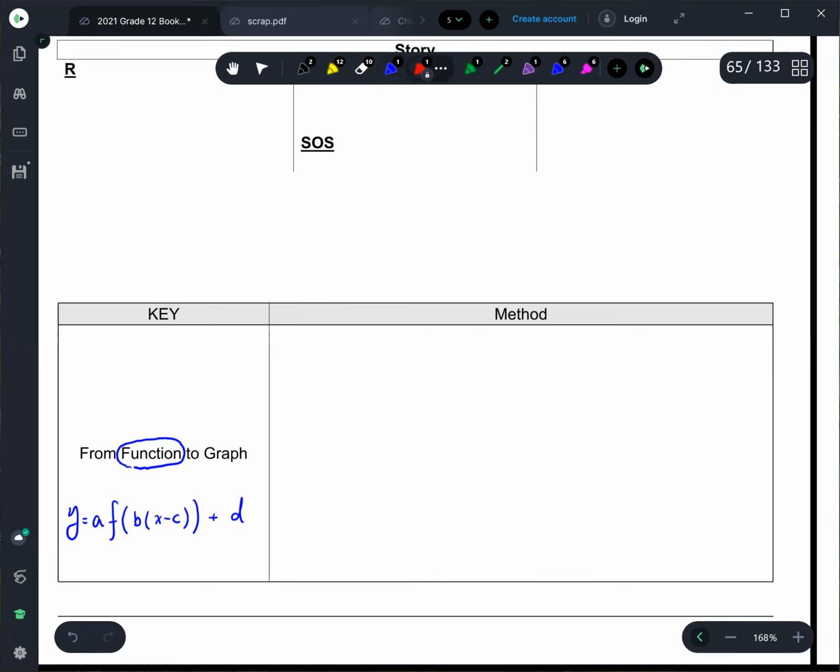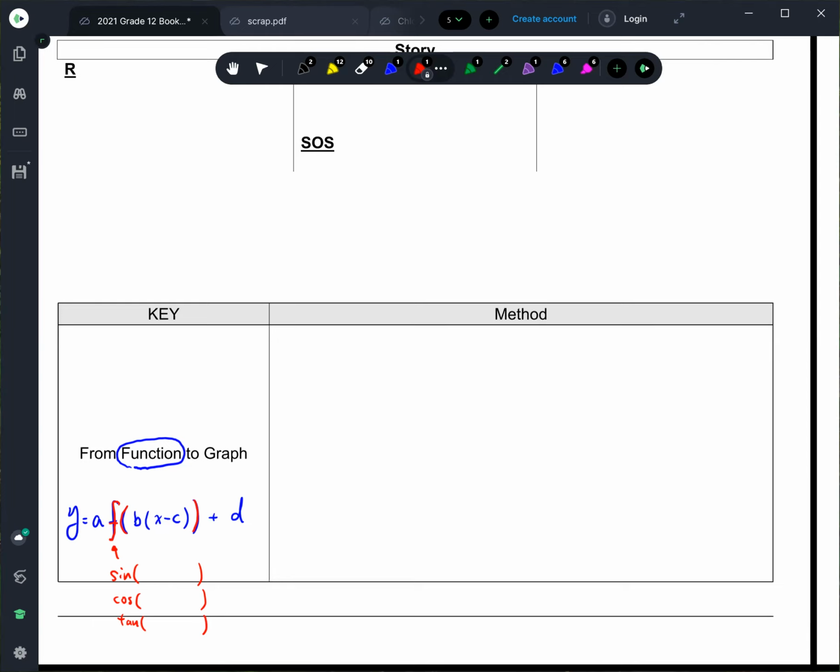And your f can either be sine or cosine or tangent. Okay, but we didn't learn anything about tangent. Tangent looks very different. So now just focus on sine and cosine. So that's called a function. So how do we go from function to graph?